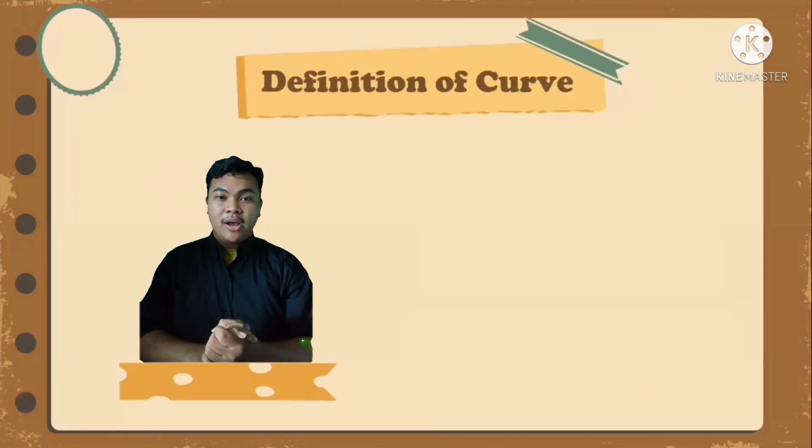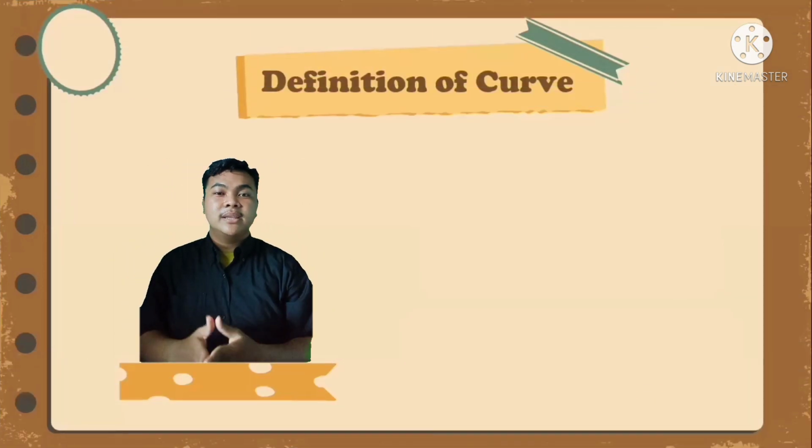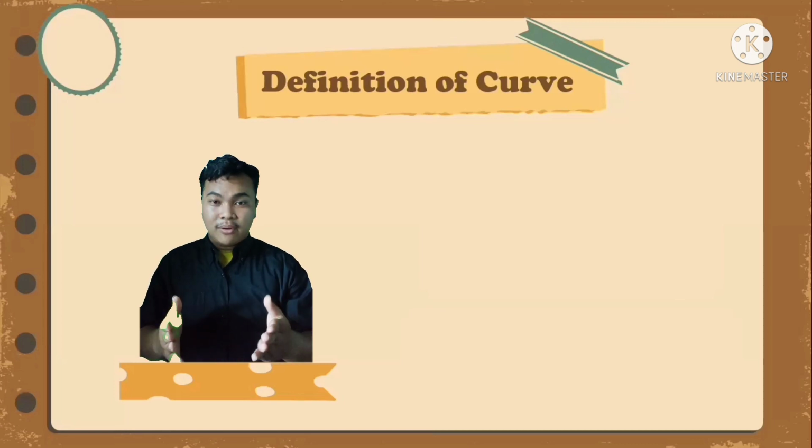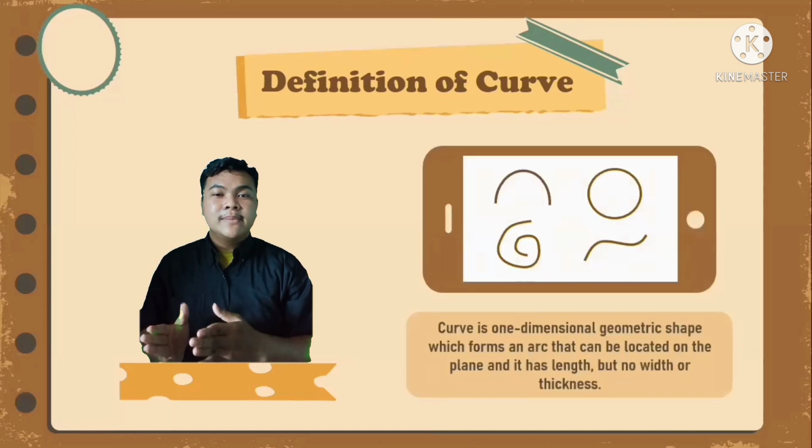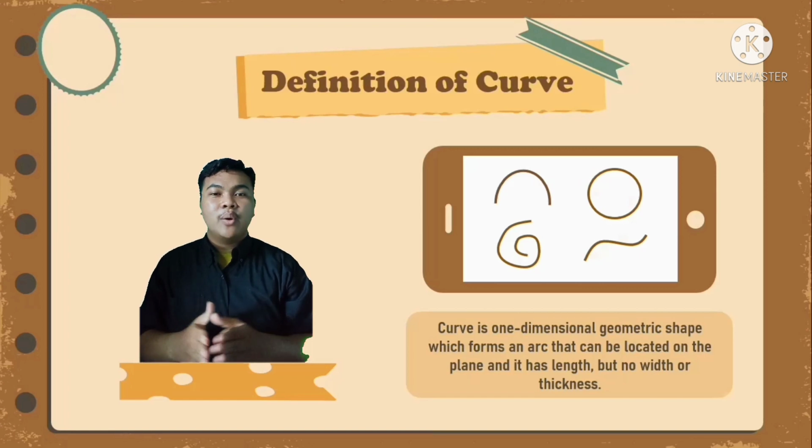Hello, my name is Rio. I will discuss the material, namely curve. Do you know the definition of curve? A curve is a one-dimensional geometric shape which forms an arc that can be located on the plane, and it has length but not width or thickness.